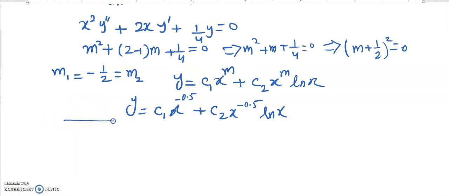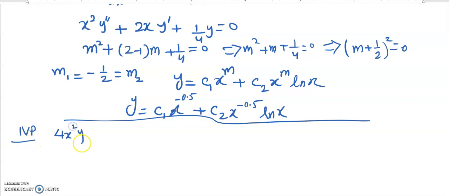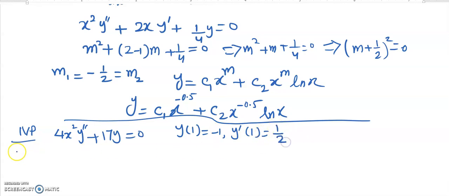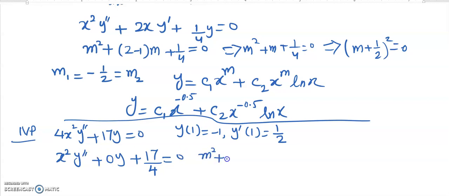Okay, one more problem, this time an initial value problem. For x squared y double prime plus 17y is equal to 0, y(1) is equal to -1, y prime(1) is equal to 1/2. So this is an Euler-Cauchy equation, but of course there is no y prime term over here. So we can write 0y over here just for our reference. Okay. So the characteristic equation will be m squared plus (a minus 1) m plus b is equal to 0. So a is 0, so it will be m squared minus m.